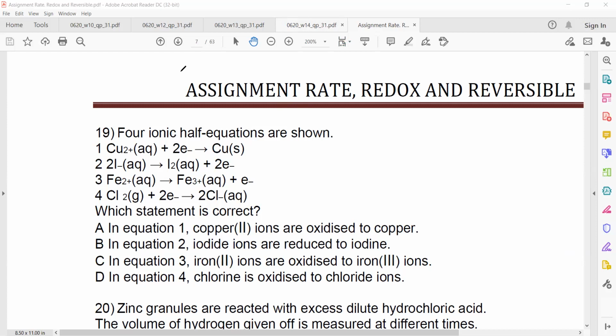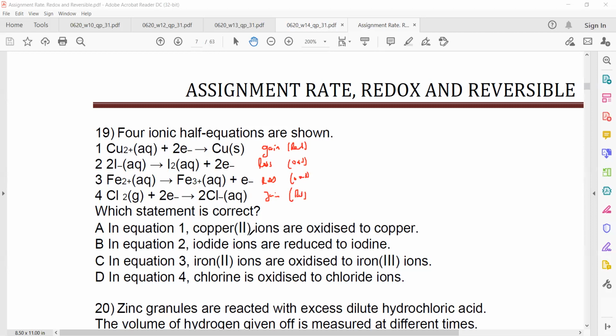First thing you should understand from the equation: this is a gain of electron, this is a loss of electron, this one is also a loss of electron, and this one is also a gain of electron. So gain of electron is reduction and loss of electron is oxidation. Oxidation, reduction.